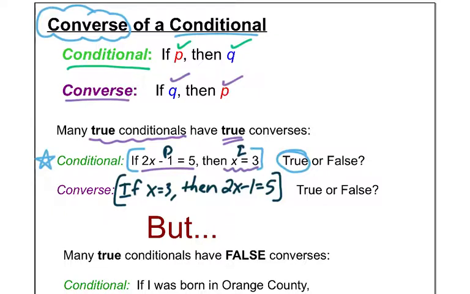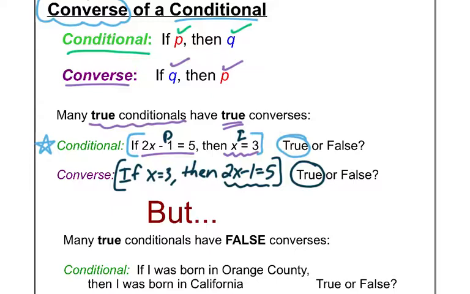Is this a true statement, friends? If x equals 3, and you plugged it into this equation, would this be a true statement? Is 2x minus 1 equal to 5? And yes, actually, if you check it and plug it in, it is. That's a true converse. Oh, but not always, though. Not always. And let's check and see. For example, here's a true conditional.